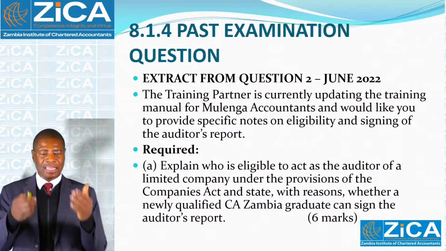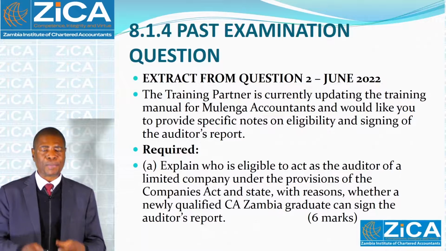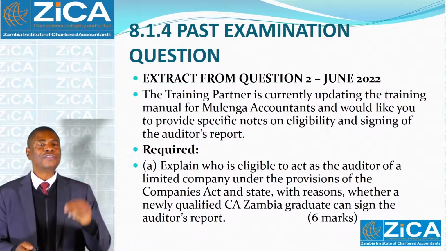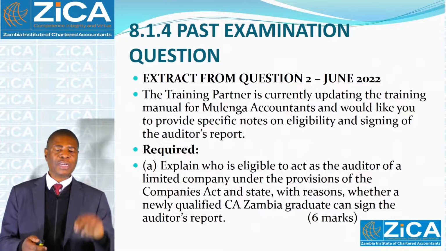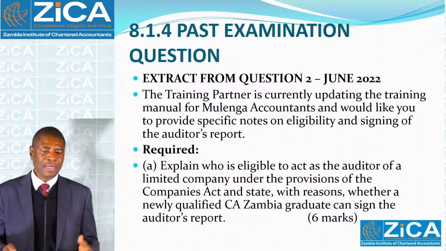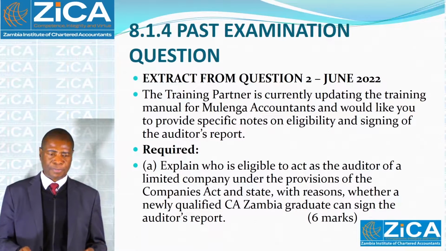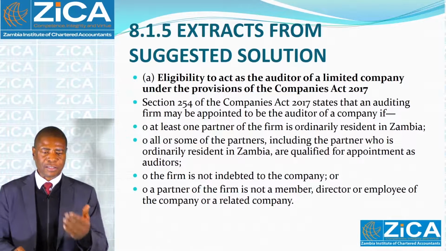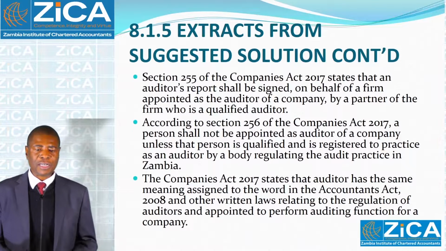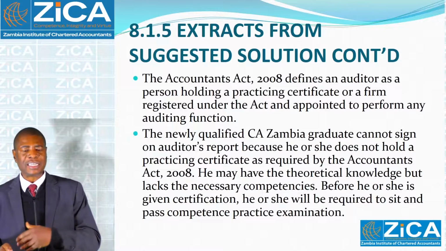It's important to know that in accounting, it's not just the theories, it's also the practical skills. So a newly qualified CA Zambia graduate does not have the practical skills to be able to sign the auditor's report. That should come out. These were 6 marks, easy marks, which should have been obtained without any problems. So the suggested solution, again, is very clear. It's just quoting from the Companies Act. Again, the Accountants Act is also very important in answering this question.